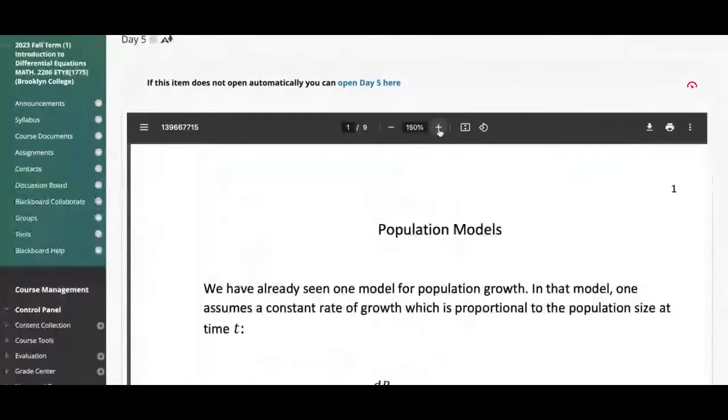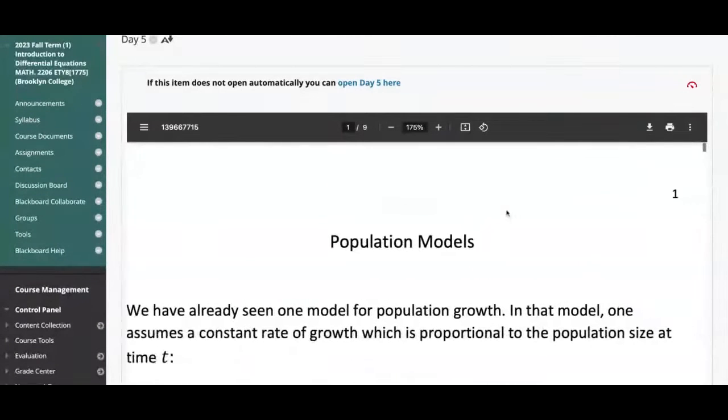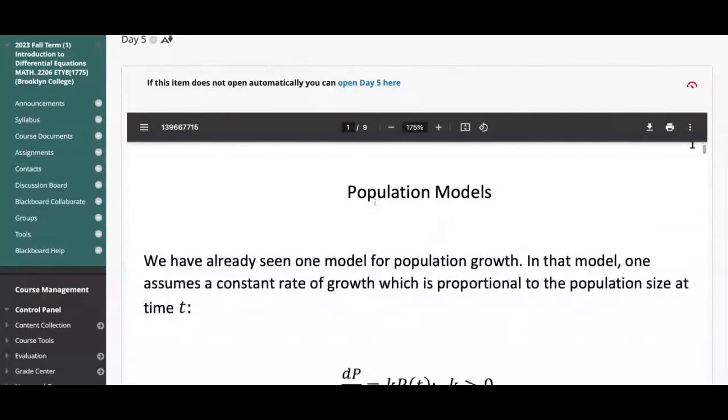So 3 students already somehow taught us about population models. So this is one kind of application where we use differential equations.